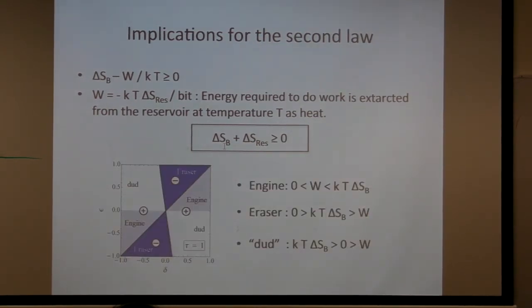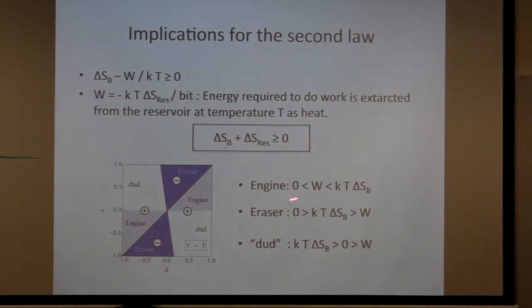So we can just look at each of the regions in detail. In the engine region, work is positive, but you have to increase the entropy of the bits by more than an equivalent amount so that the second law is not violated. In the eraser region, you are decreasing the information entropy, but you have to supply work so that it converts into heat and goes to the reservoir, and hence the sum remains again non-negative, or positive actually in this case.